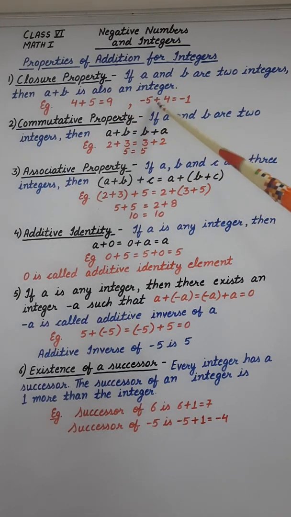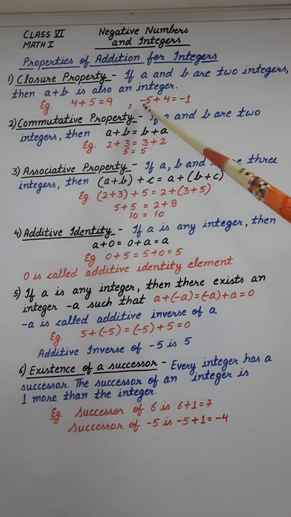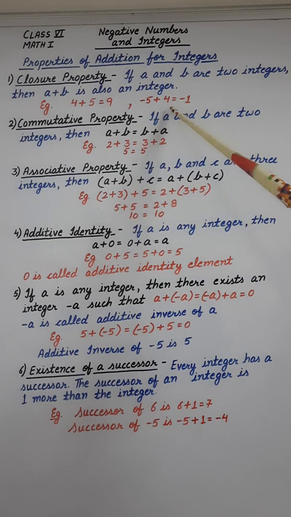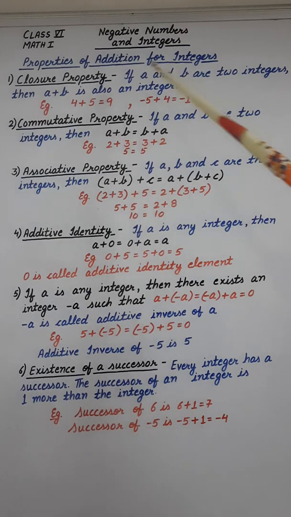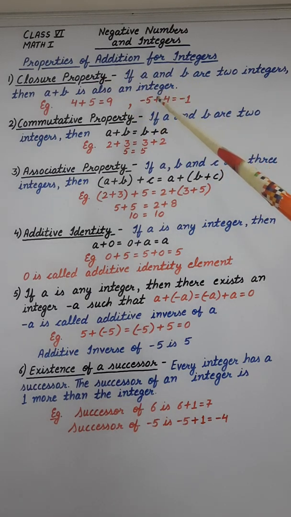Similarly, minus 5 plus 4, result is minus 1. Minus 5 is an integer, 4 is also an integer, and when we add them, result is also an integer. This is called the closure property, that when we add two integers, result is also an integer.